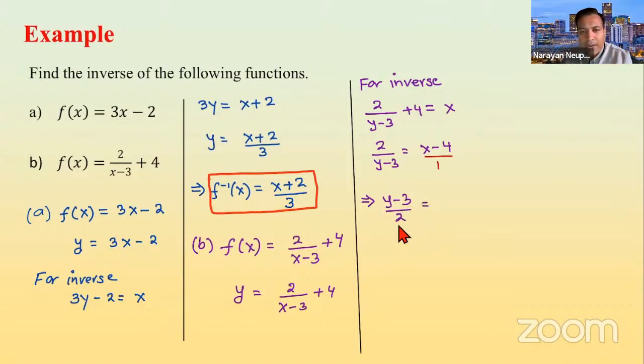If I want to write it like this, I just take the reciprocal. I flip the fraction on the left. If I flip the fraction on the left, I also need to flip the fraction on the right so that they will still be equal. So on the right side, if we flip, that will be 1 over x minus 4.